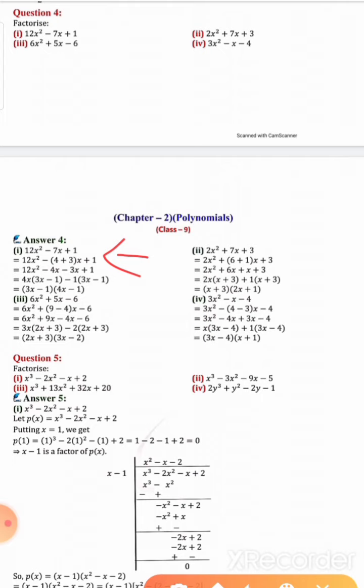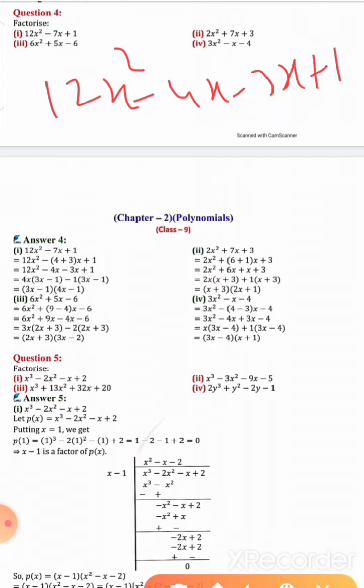Our polynomial, in the next step, is written as 12x square minus, in the bracket, 4 plus 3, into x plus 1. Opening the bracket and multiplying, we get this step: 12x square minus 4x minus 3x plus 1, because coming out of the bracket it becomes negative, so the multiplication sign is changed, plus minus. Here we make a pair, so these two terms are one pair. Here 12x square minus 4x minus 3x plus 1. These two terms are the one pair and these two terms are the other pair.